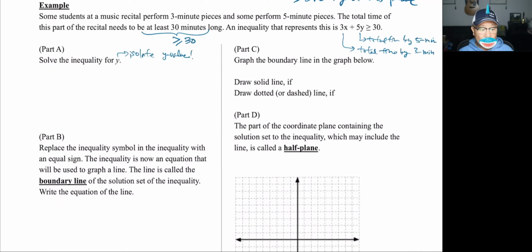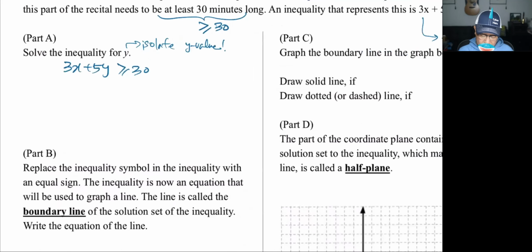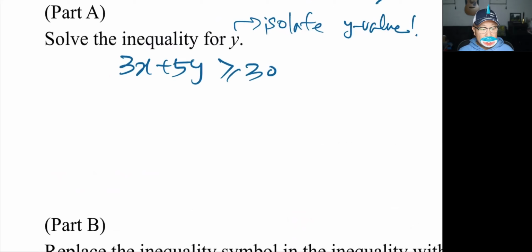That's basically what they're telling you to do. So let's write down the equation. 3x plus 5y is greater than or equal to 30. Let's zoom that in. All right. So we need to get rid of anything that is not y. And let's get rid of 3x to the other side.